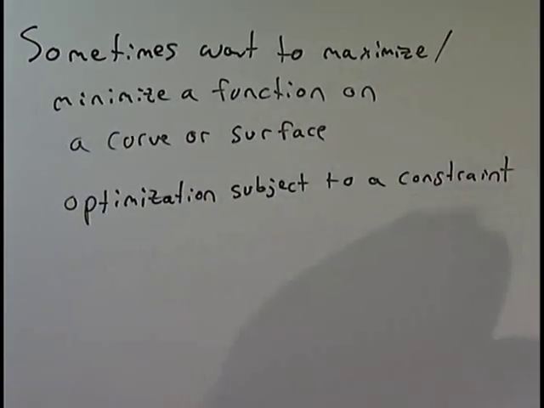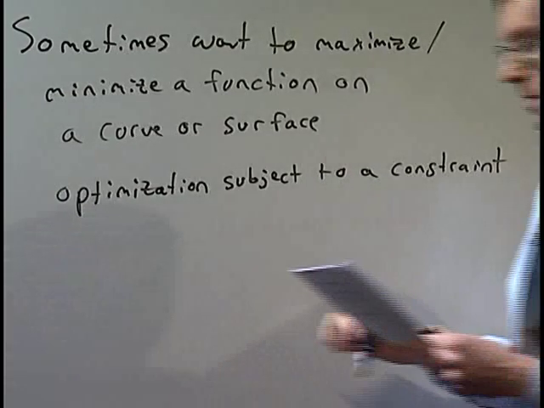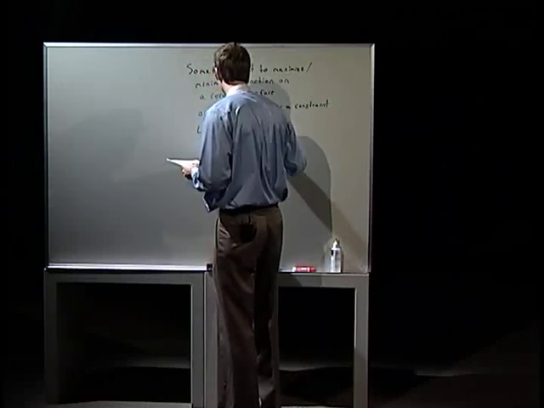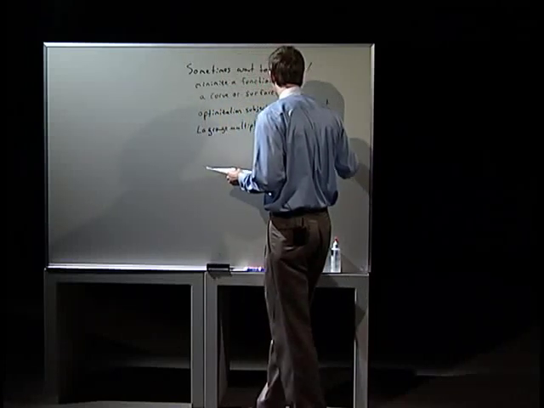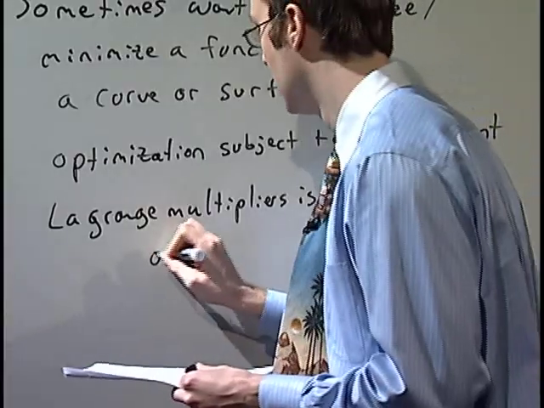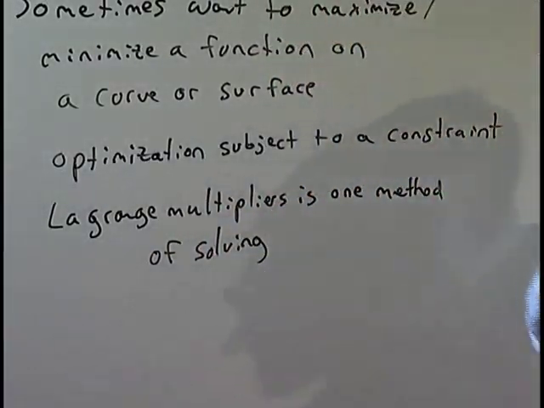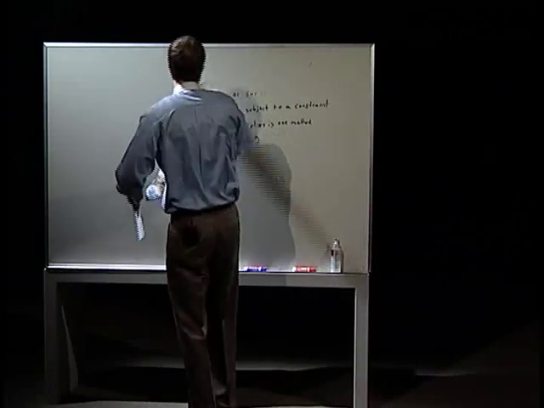Okay? And there are various methods of solving these. One of them is Lagrange multipliers. We'll look at that. So Lagrange multipliers is one method of solving. Okay, so how does it work? It's probably easiest explained in the 2D case, but then the 3D case is simply analogous to that. You just raise a dimension up. So let's talk about the 2D case.